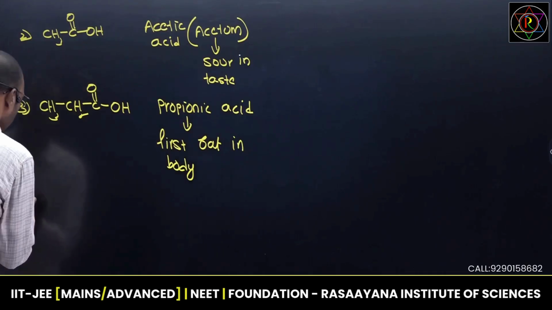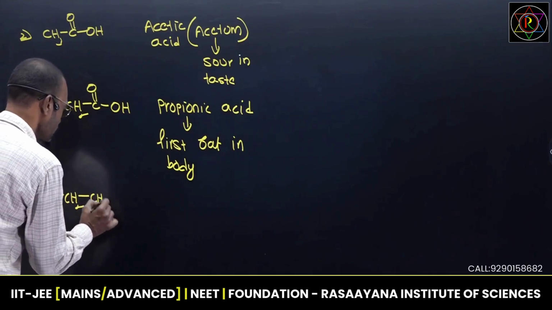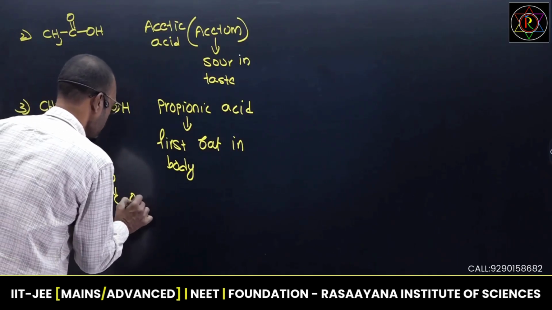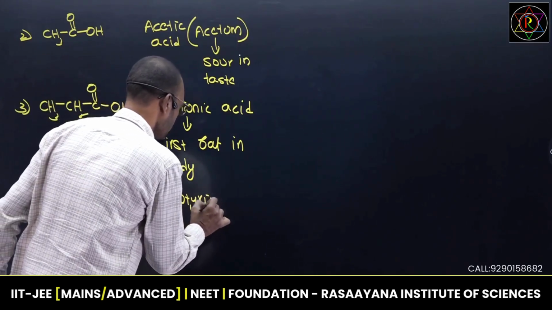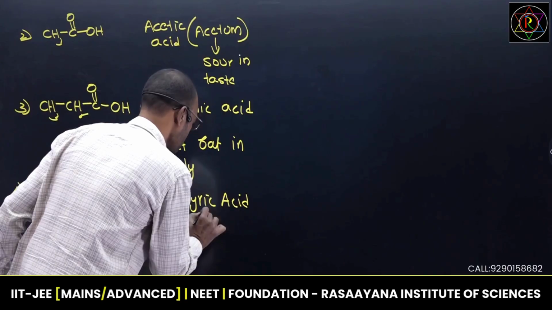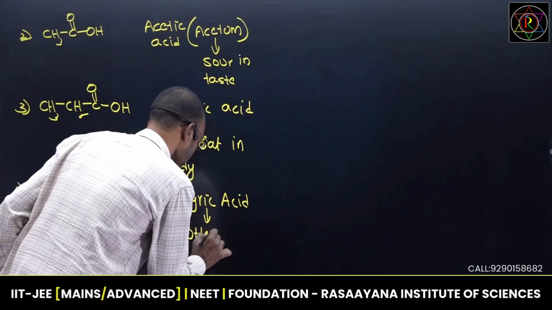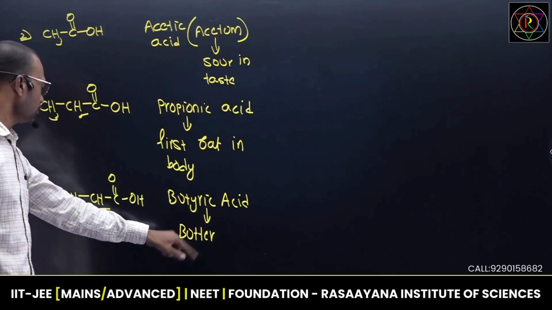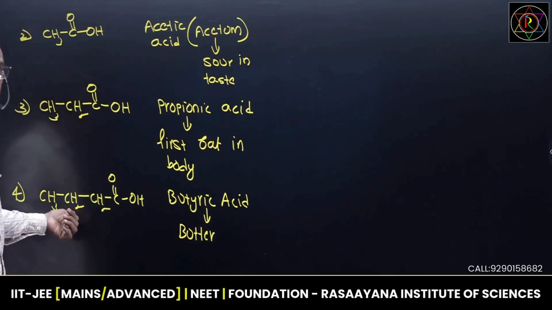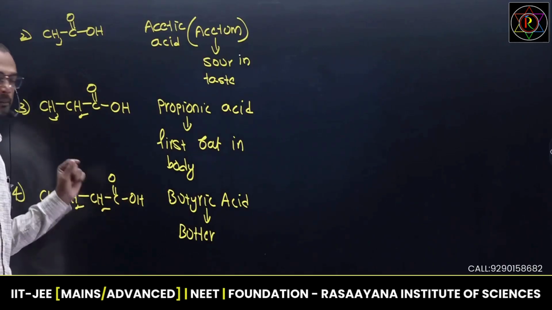If I take a 4 carbon acid, CH3 CH2, and here one more CH2, C double bond OH, this is called butyric acid. This is commonly derived from butter. In butter there is a common acid that is called butyric acid. This is butter, and this is called butyric acid, also called butanoic acid. That is the IUPAC name.